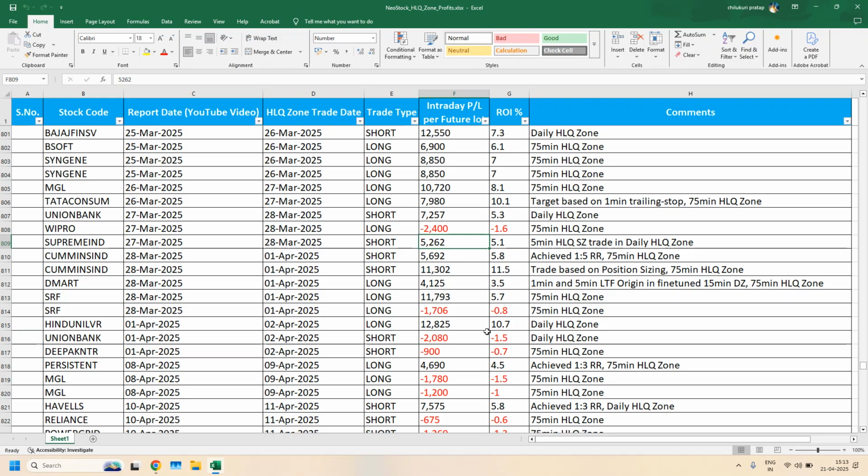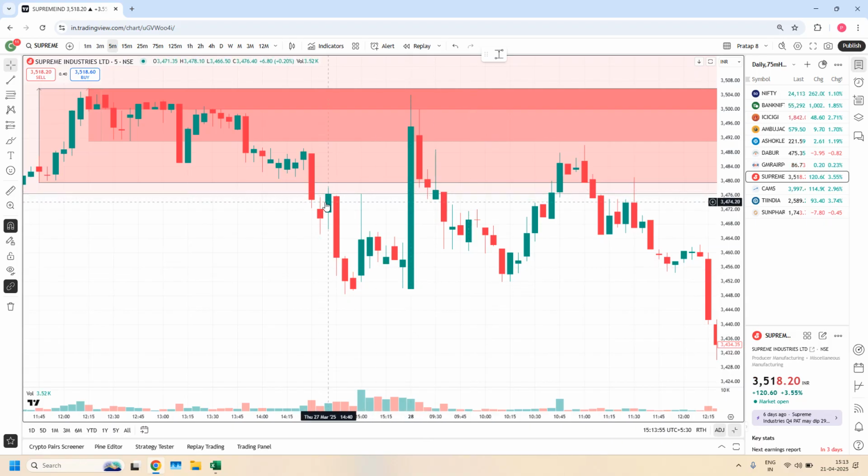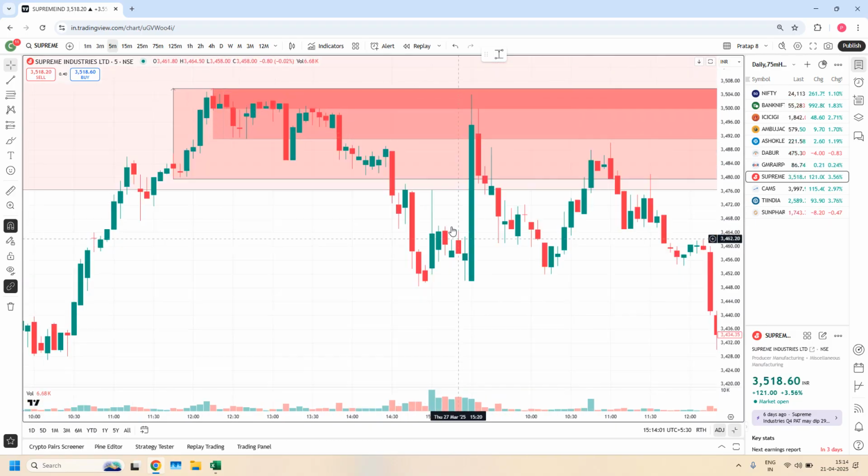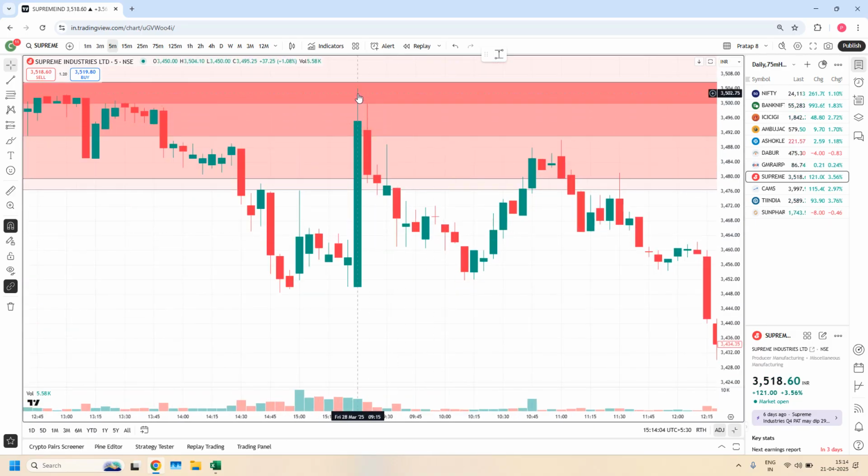On that day, it has given you 5.1 ROA. This is the stock. But did you notice that day prices came somewhat deep inside? But HLQ zones, we never know. Once again, it may give you a trade, but only until one day it gets that expiry date.